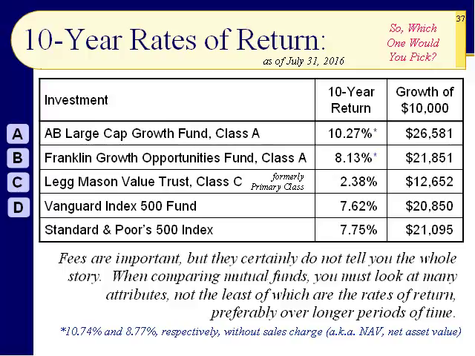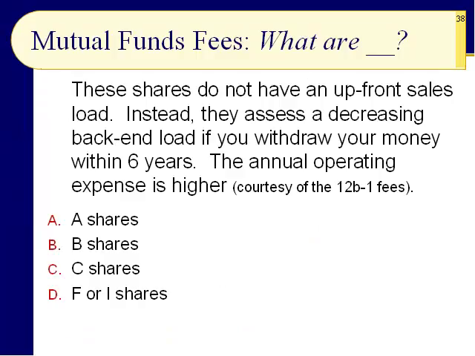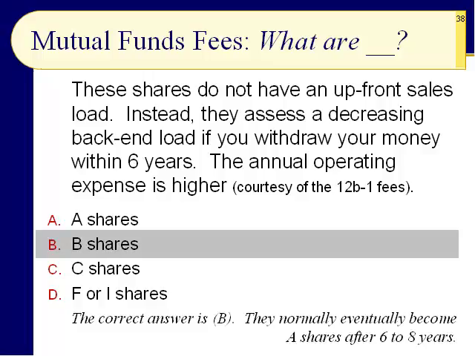Okay, so checking for comprehension. We're almost done. Stick with us. Slide 38. These shares do not have an upfront sales charge. Instead, they assess a decreasing back-end load if you withdraw your money within 4, 5, 6 years. The annual operating expense is higher courtesy of the 12b-1 fees. Are they A shares, B shares, C shares, or F or I? If you've already printed it out, you know that they are the B shares. Back-end load, B shares, contingent deferred sales charge.